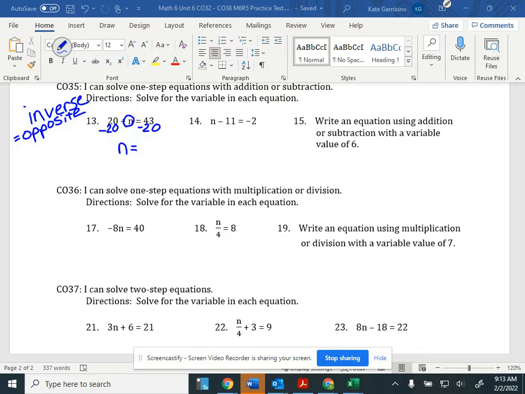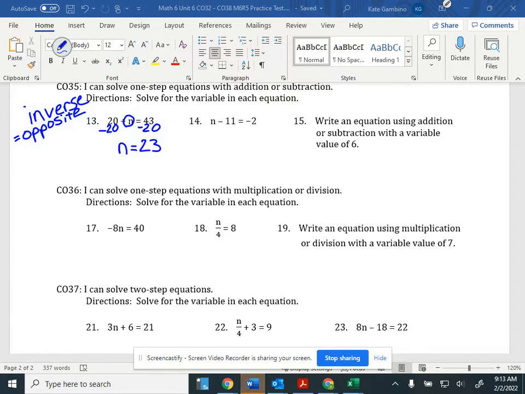So we have 43 minus 20. What is 43 minus 20? Tristan? 23. That's it. That's our answer. We solved for n. n equals 23. n is by itself when we can say n is 23.